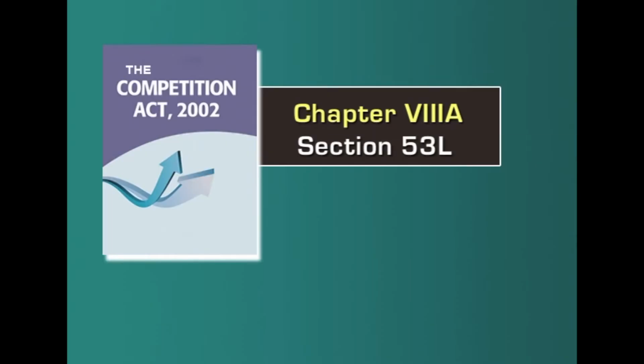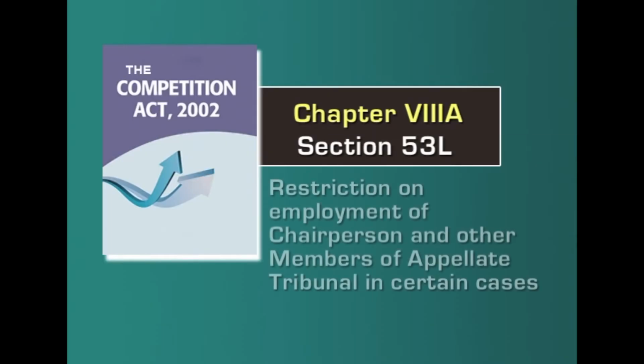Let us see the next section, that is section 53L, which talks about restriction on employment of the chairperson and other members of appellate tribunal in certain cases. This section also correlates to the earlier section where we talked about similar kind of restriction laid down on the members of the commission and also the chairperson of the commission. What is important for us to understand here is, just like a restriction of 2 years has been laid down for the members of the commission, the similar restriction of 2 years has been laid down for the members and the chairperson of the competition appellate tribunal.